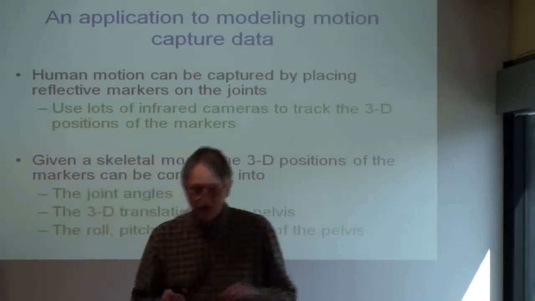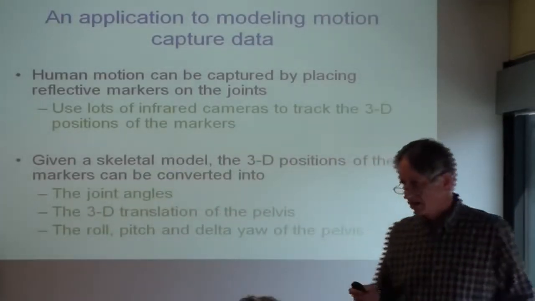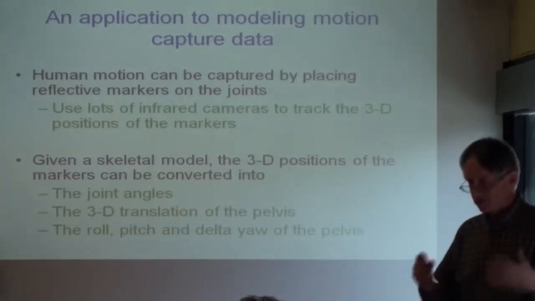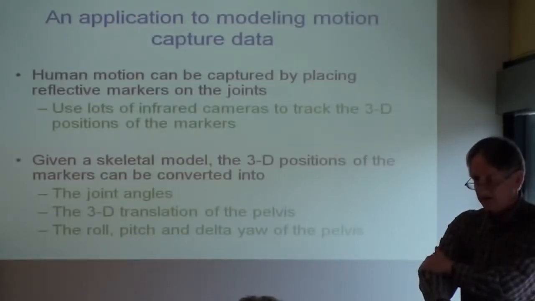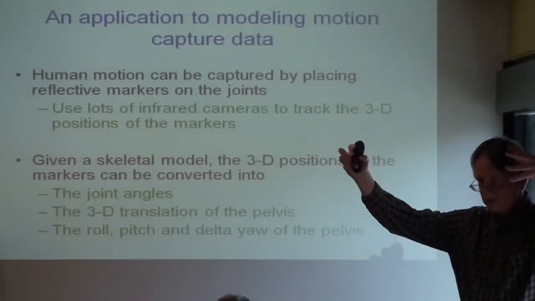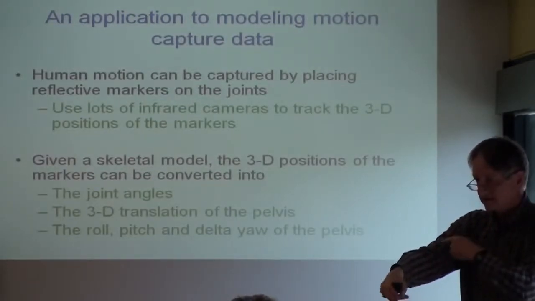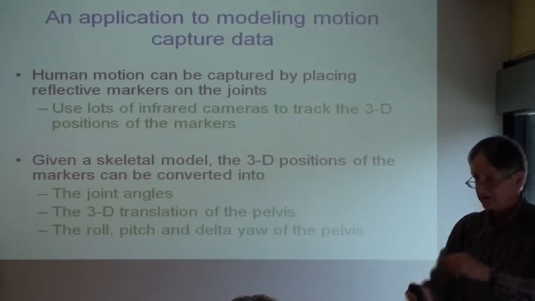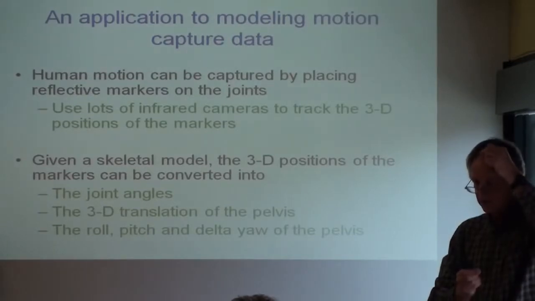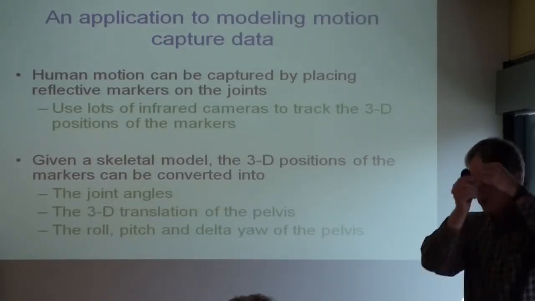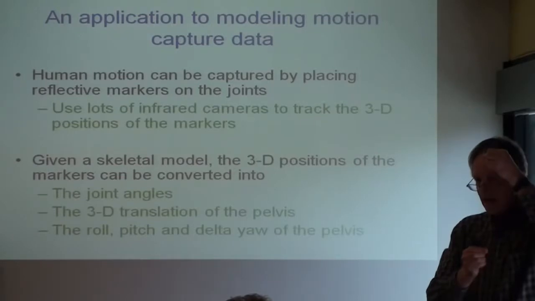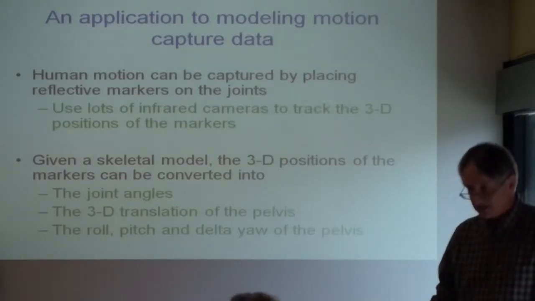I'm going to show you how to do it with three-way connections. And we're going to apply it to motion capture data. So you put reflective markers on the joints. You have lots of infrared cameras. You figure out where the joints are in space. You know the shape of the body, so you go backwards through that to figure out the joint angles. And then a frame of data is going to consist of about 50 numbers, which are joint angles and the translations and rotations of the base of the spine.